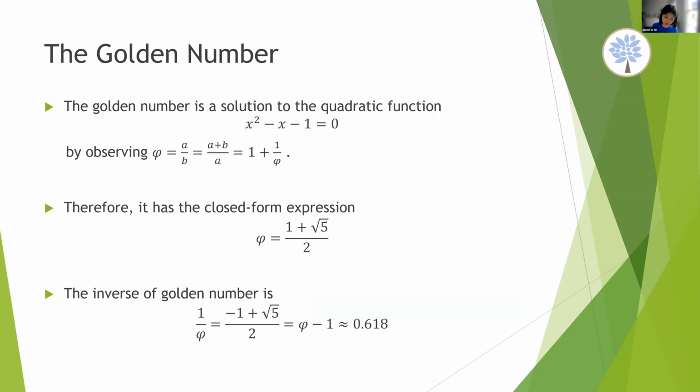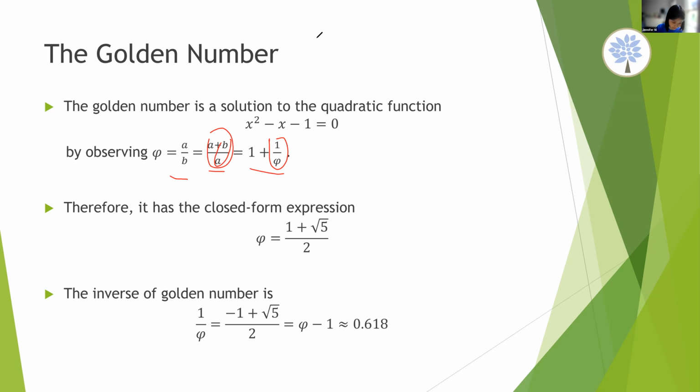Now that we have related the golden ratio to the outside world, we'll derive the value of it. The golden number is a solution to this quadratic function because we can observe that the ratio b equaling a over b, which is also equal to a plus b over a, substituting b over a as 1 over phi, is equal to 1 plus 1 over phi.